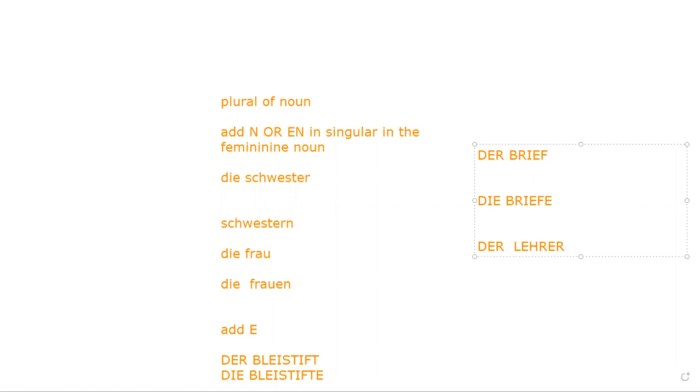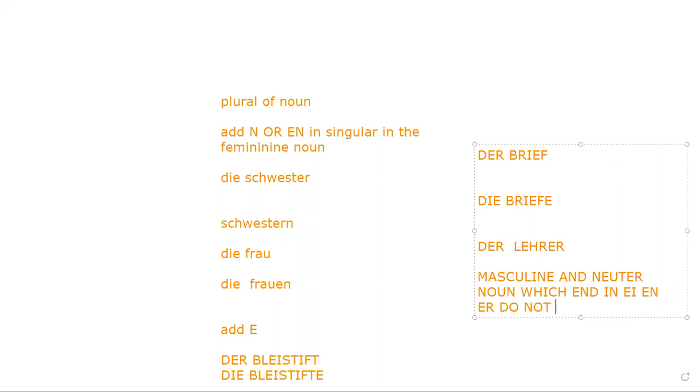Clear? Now, one thing you have to understand, repeat after me: masculine and neuter nouns. This is a very important topic. Masculine and neuter nouns which end in el, en, er do not change. In plural, bachon, it will not change. You have to practice this. Don't worry, the session is very important. For this reason, the session is under recording.